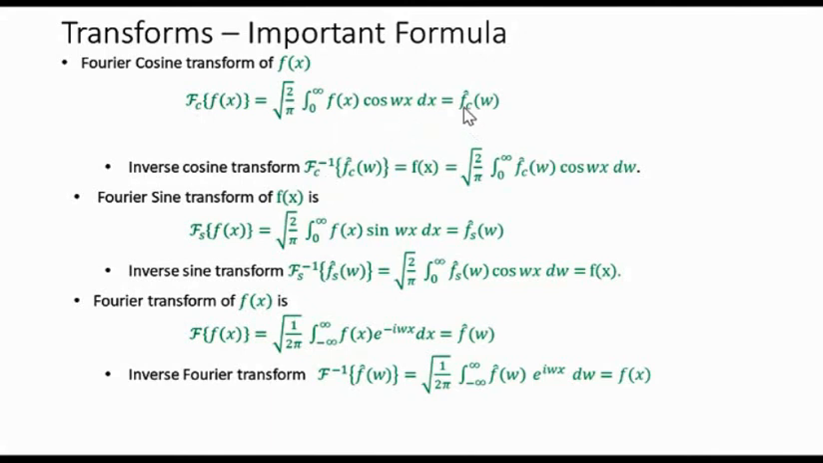And in order to go back from Fc cap omega to f of x, that is, if the Fourier cosine transform of f of x is Fc cap omega, then to go back from Fc cap omega to f of x, we use the inverse cosine transform. It is defined in the same way, that is root of 2 by pi integral 0 to infinity Fc cap omega into cos omega x d omega. Note that these constants are the same for the cosine transform as well as the inverse transform.